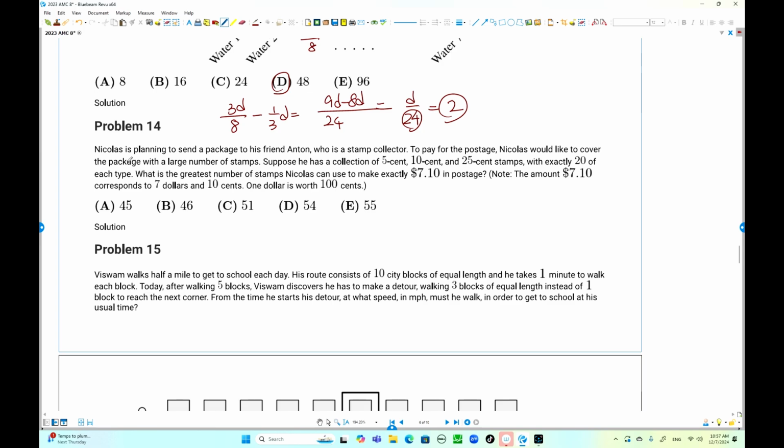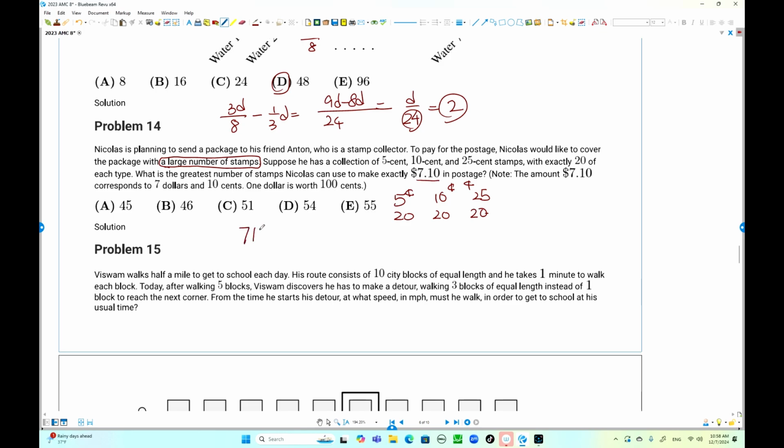Number 14. Nicholas is planning to send a package to his friend Anton, the stamp collector. For the stamps package, we're going to use the larger number of stamps. Suppose we have a collection of 5-cent stamps, 10-cent stamps, or 25-cent stamps. Each one has 20, right? Yeah, 20, 20, 20.